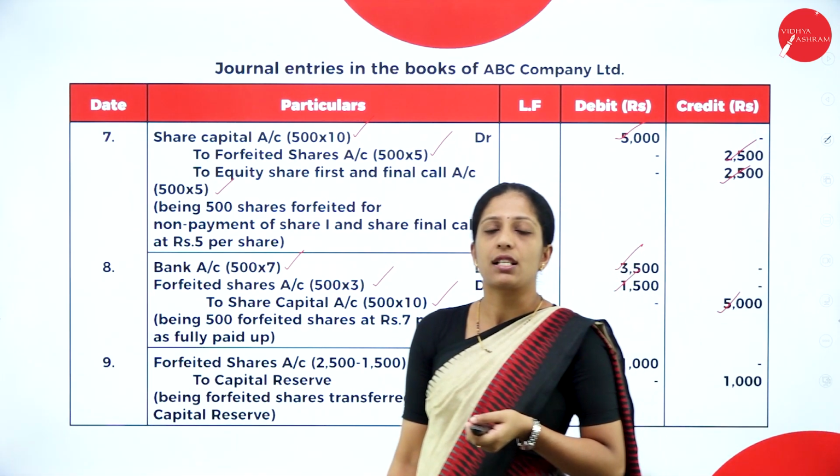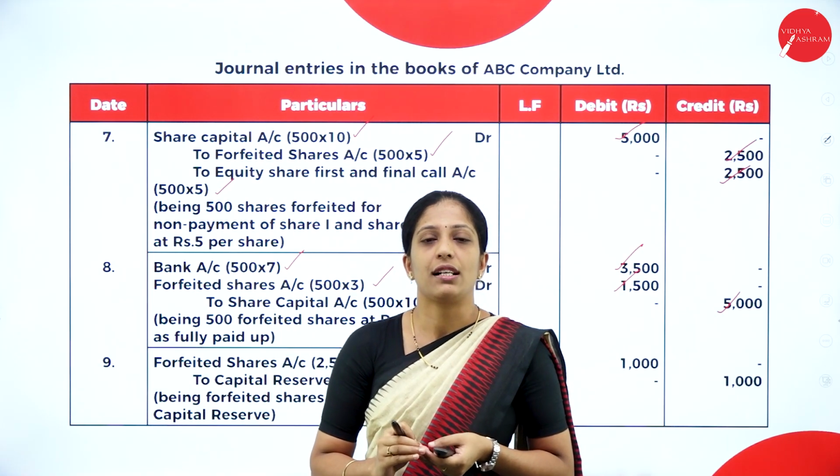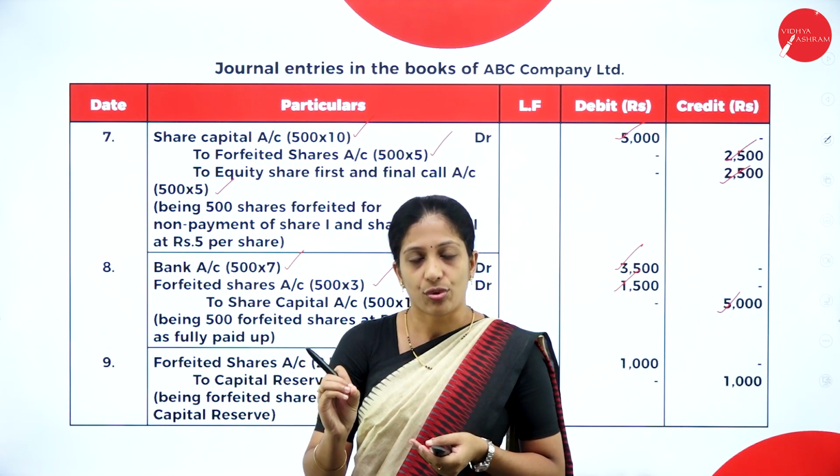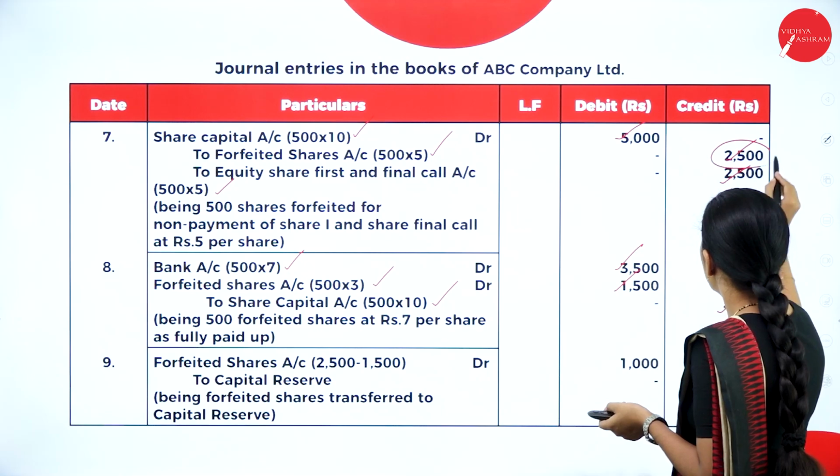Next, your last entry is for forfeited shares transferred to capital reserve. So what is your entry? Forfeited shares account debit to capital reserve account. So how much do you have here in your forfeited shares?